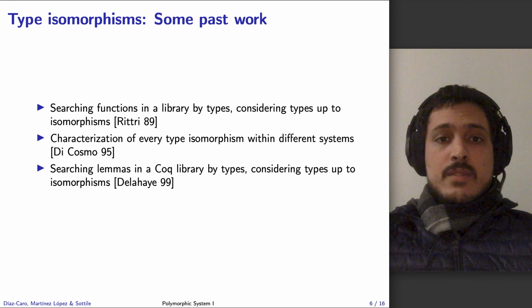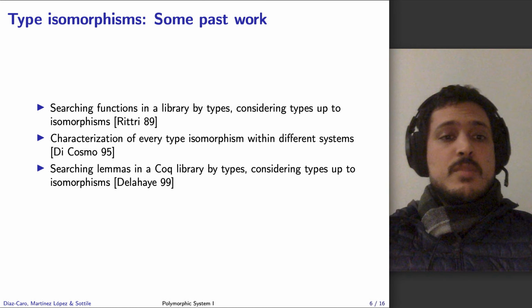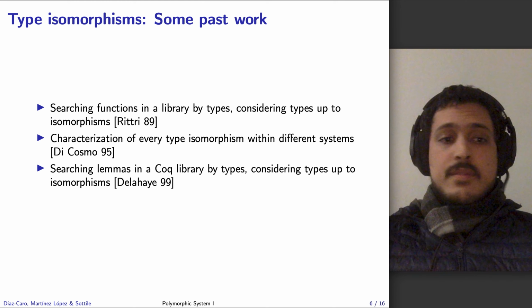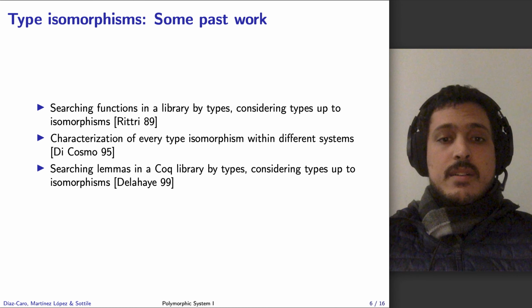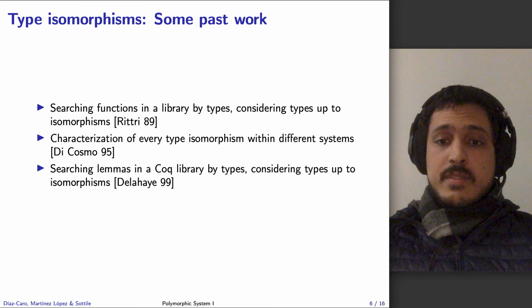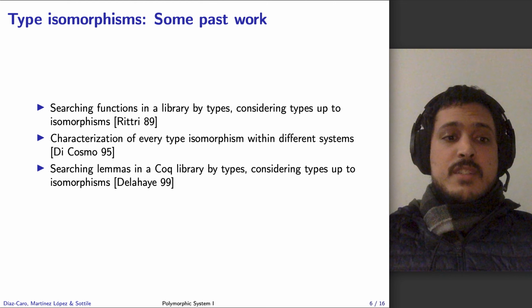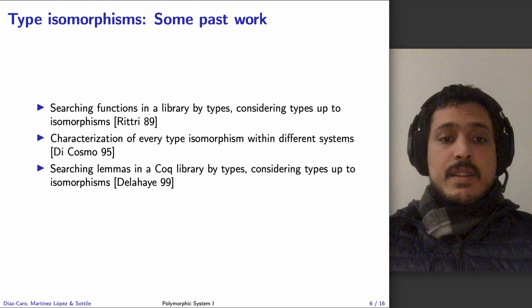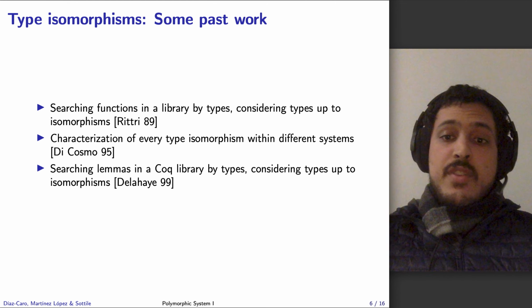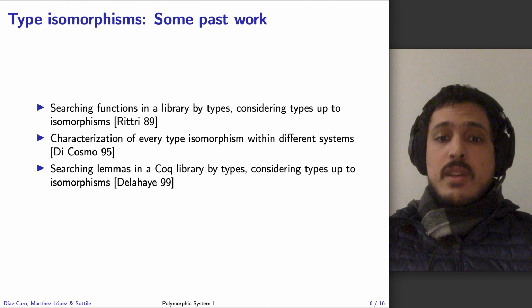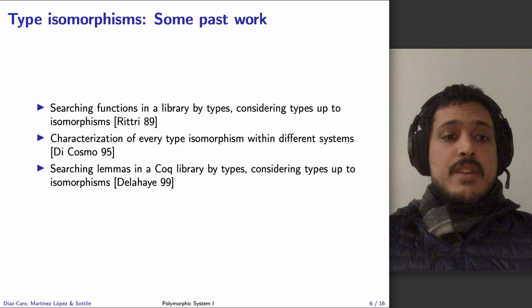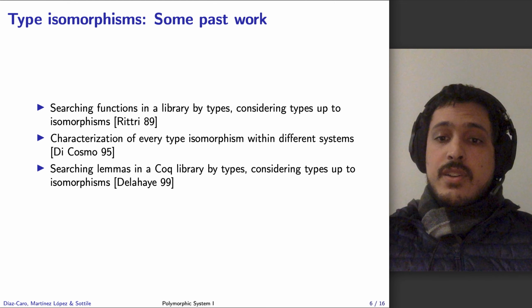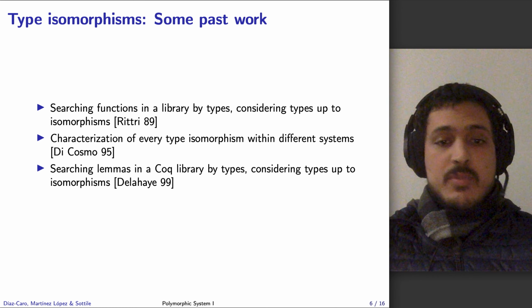So, some past work on type isomorphisms. Rittri worked on a library to search functions in the library by types, by considering types up to isomorphisms. There has been a characterization of every type isomorphism within different systems, such as lambda calculus with pairs, System F by Di Cosmo in the mid-90s, and also a software for searching lemmas in a Coq library by types, considering types up to isomorphism too.